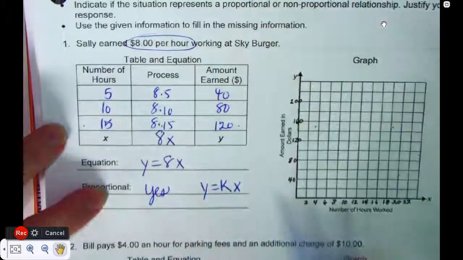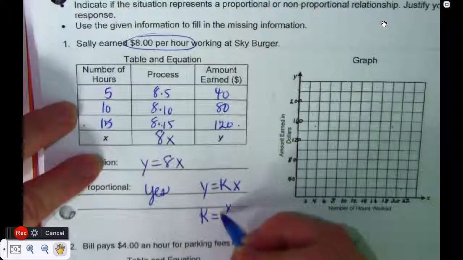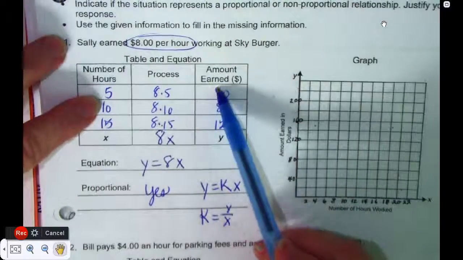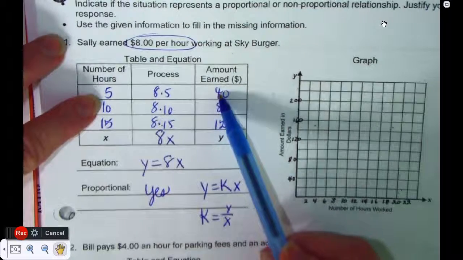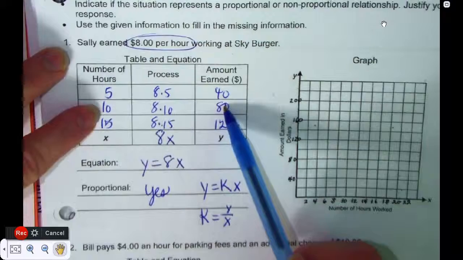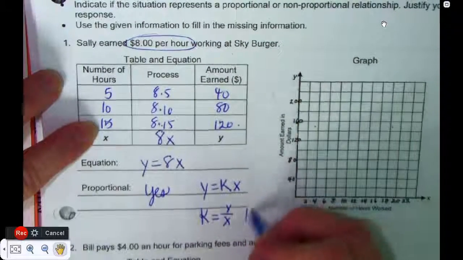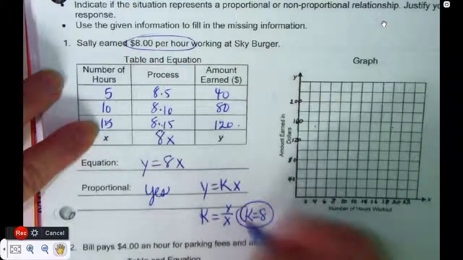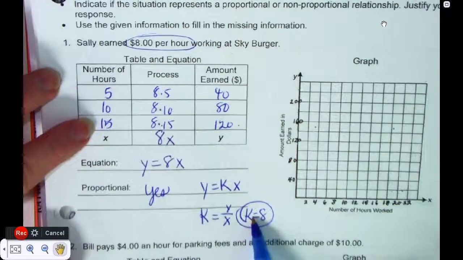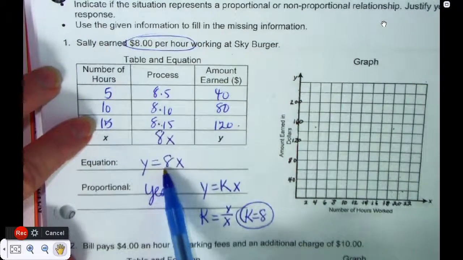Hey, what's k before we go on? How do you get k? Divide. Good. So what's 40 divided by 5? 80 divided by 10. 120 divided by 15. 8. So your k is 8. Well, look at there. Our constant of proportionality is 8. Our rate of change is 8.